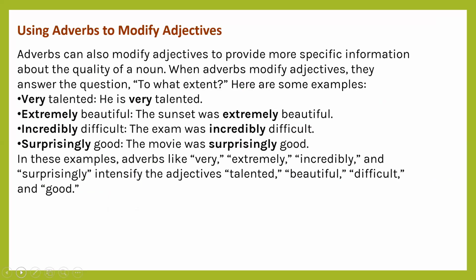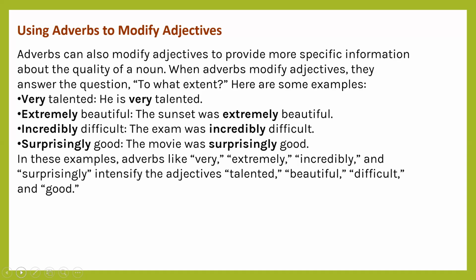Adverbs that modify adjectives answer the question, to what extent? Here are some examples. When adverbs modify adjectives, they give more specific information about the quality of a noun, and they answer the question, to what extent. Example, he is very talented. That person is very talented. Talented is an adjective, very is an adverb.